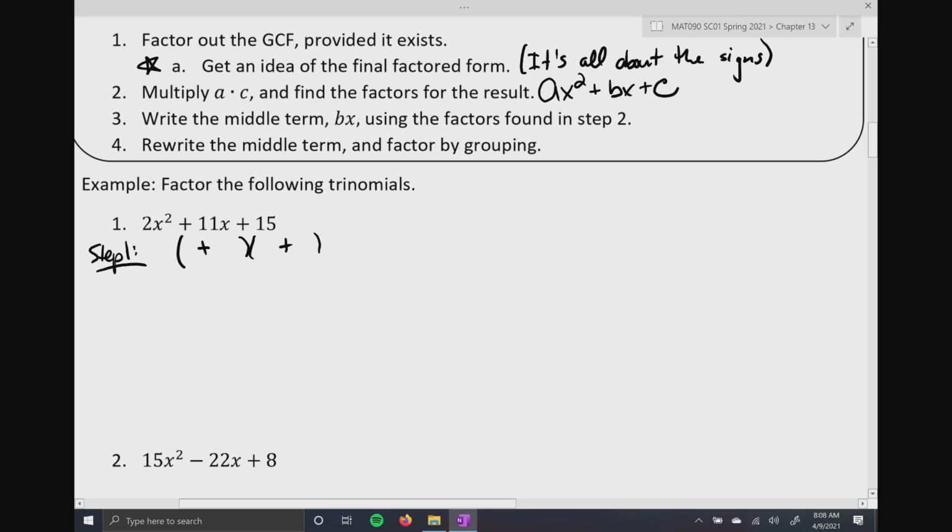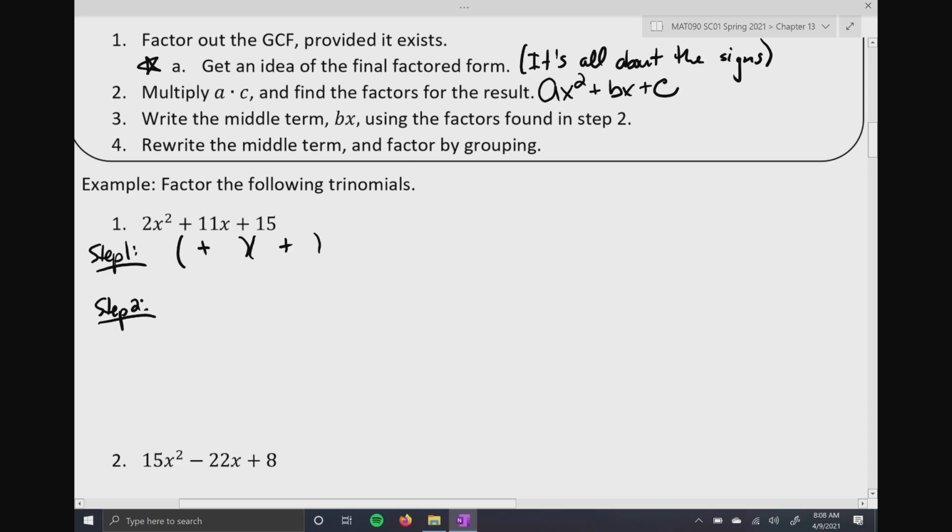Anyways, I know my answer is eventually going to look like that. Now, this is extremely important because in step 2 and 3, I need those signs. So you always, always, always want to write this out. So there's step 1.